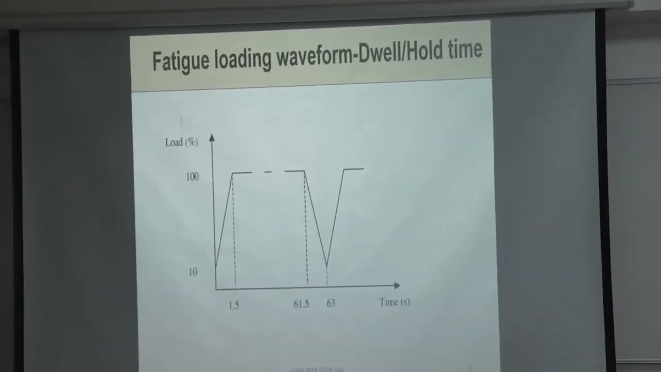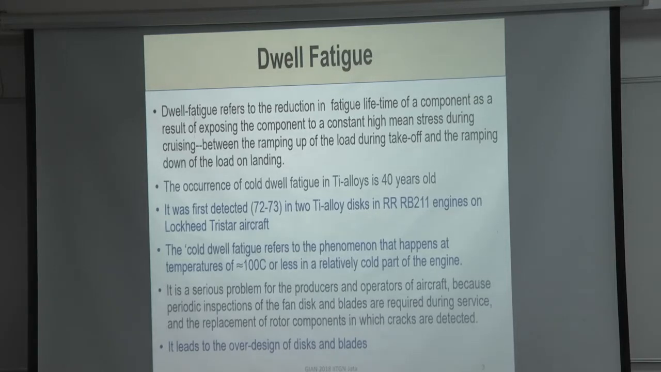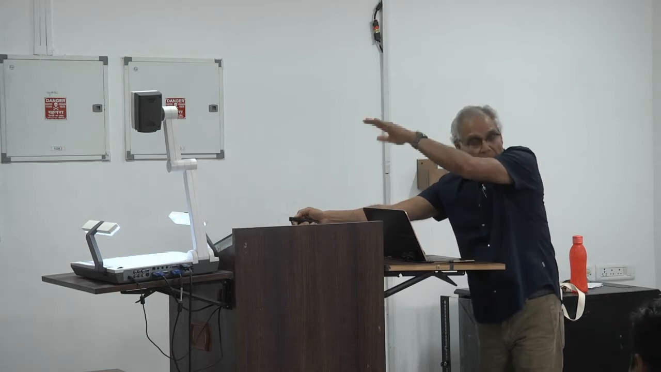So we were talking about an aircraft ramping up, cruising, and ramping down. And you can have many more cycles like that. And then we were saying, what is dwell fatigue in terms of life? It means a reduction in fatigue life, reduced fatigue life, because of exposing the component or the sample in the laboratory to a high level of mean stress, okay? And then simulating something like a cruise, ramping up, cruise, and coming down, ramping off.